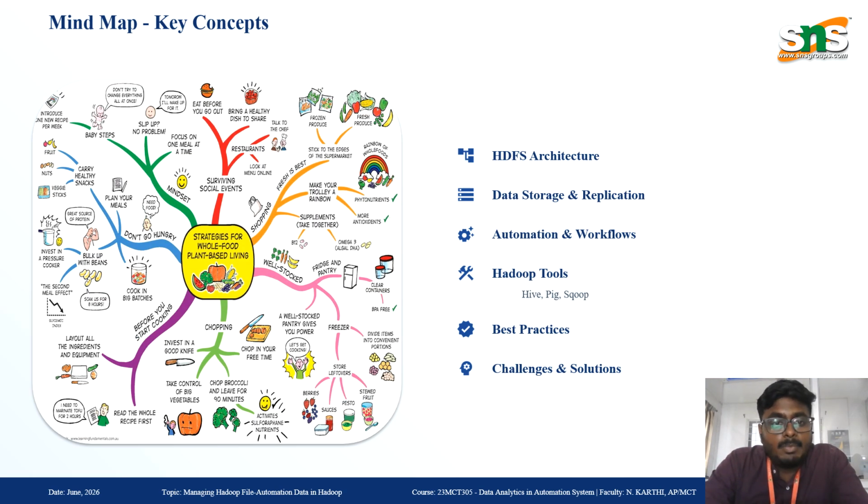And the mind map of today's concepts, a mind map connecting all key concepts we are covering today. So you have HDFS architecture at the core, connecting to data storage and replication, automation and workflows, Hadoop ecosystem tools like Hive, Pig, and Sqoop, best practices and challenges. So think of this as your conceptual map. Every topic we discuss connects back to the central theme of managing Hadoop data effectively.